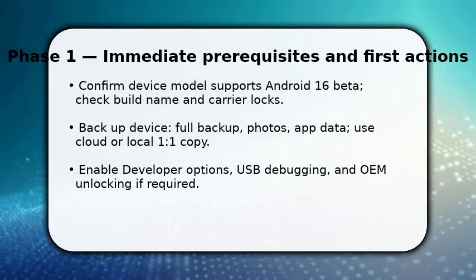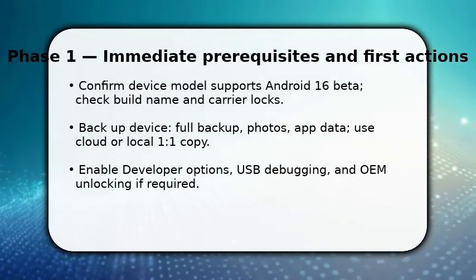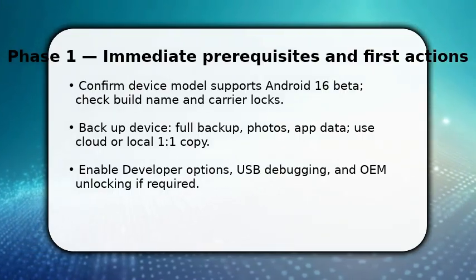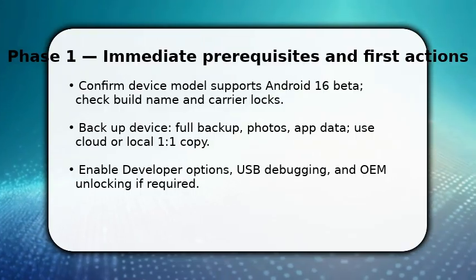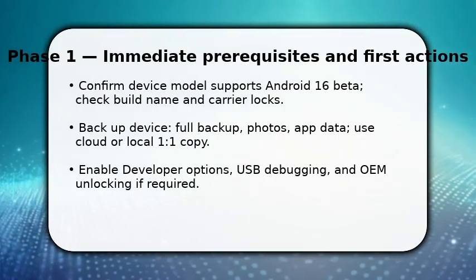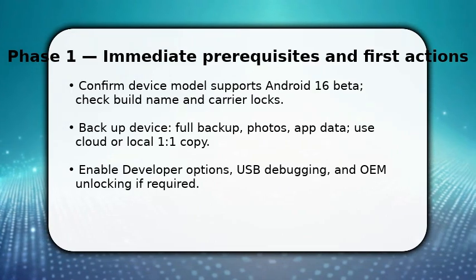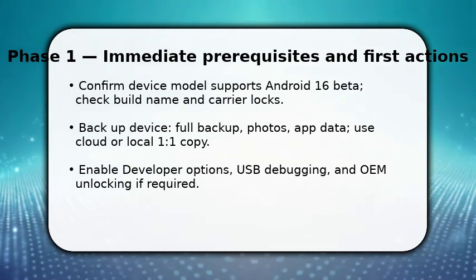Then enable developer options, turn on USB debugging, and enable OEM unlocking when the option appears. These let you sideload images or enroll. Make sure your battery is above 50% and you have a USB-C cable and a PC with fast drivers installed. This avoids interruptions during image flashing.